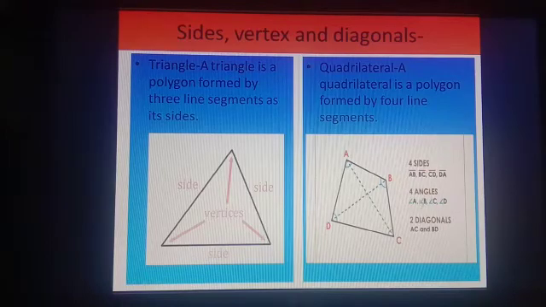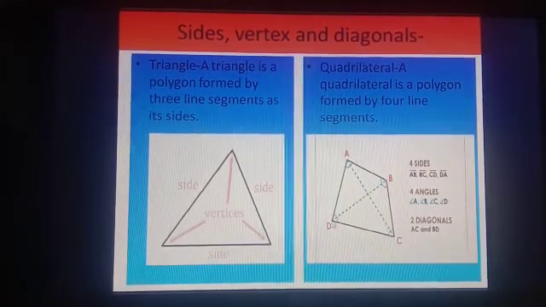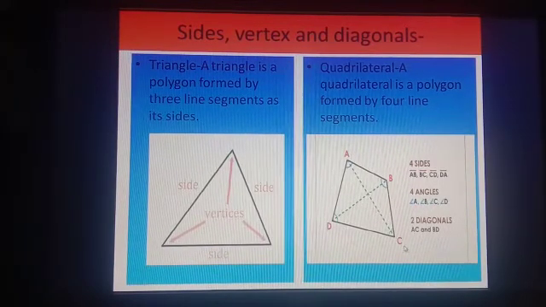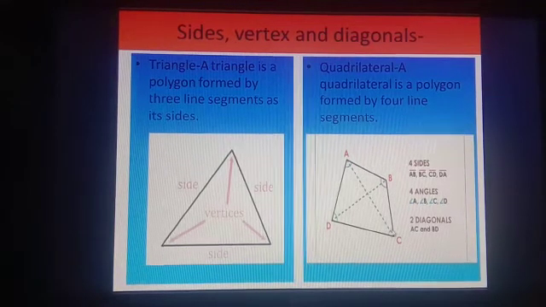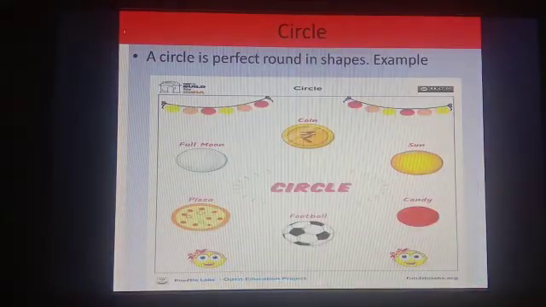Now they have 4 angles. The triangle has 3 angles and the quadrilateral has 4 angles. Now the diagonals. Diagonals are the lines we get whenever we join opposite vertices of the figure. You can see the green dotted lines are called the diagonals. The quadrilateral has 2 diagonals, AC and BD.